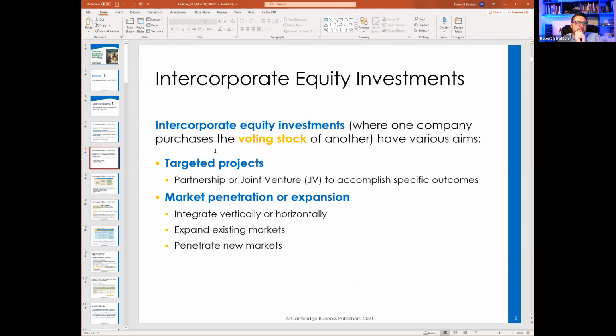Market penetration or expansion, expanding horizontally or vertically, is very common, as is expanding in existing markets. Kaiser, my day job, does this to expand into new markets, both as far as products and service lines, and geographically. So let's say we want to start offering a product that we don't currently offer. One way of doing that is you find a medical group that's offering this new service, whatever the service might be, and you buy them.